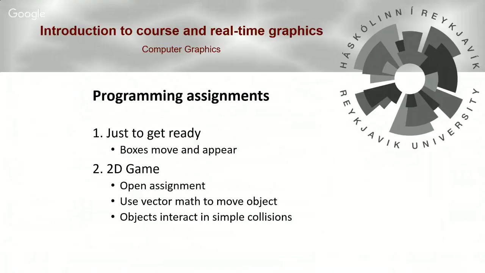The second one, which is the first real programming assignment, will be a two-dimensional computer game. So simple graphics, boxes and circles and such, but a little bit of vector math to move those things around, vector math to have these objects interact with each other, make sure that they collide with each other. But other than that, it'll be an open assignment. You can choose whatever computer game you want. I will have some examples in the assignment description.